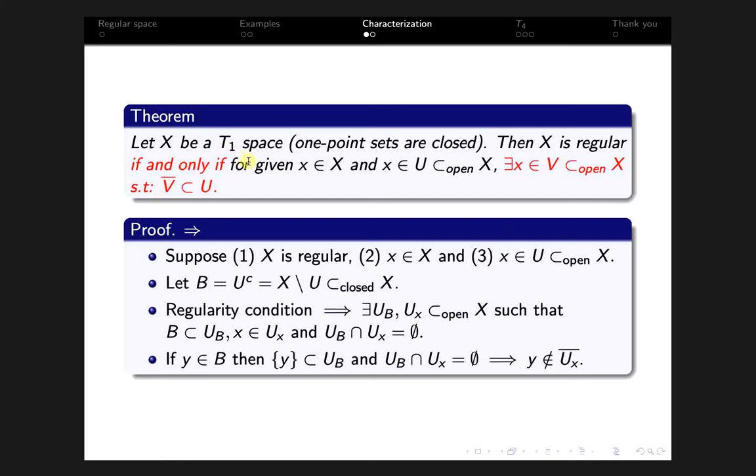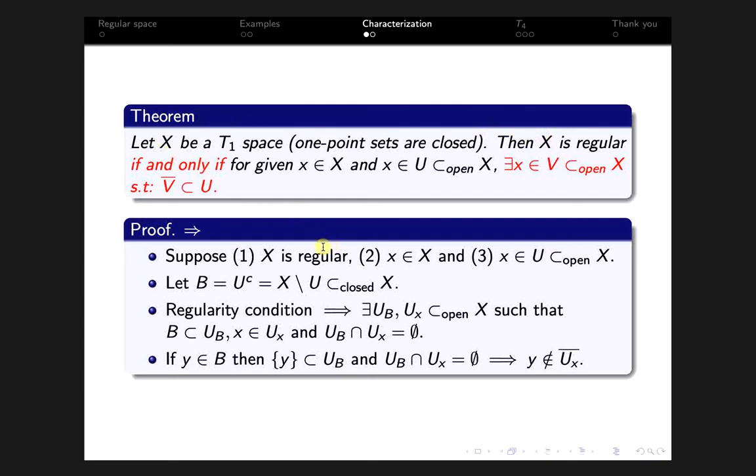First we prove the forward part. Basically we assume that X is regular, and then we have to show that for every given x in the space X and open neighborhood U of x, there exists another open neighborhood V of x, such that V closure is contained in U.